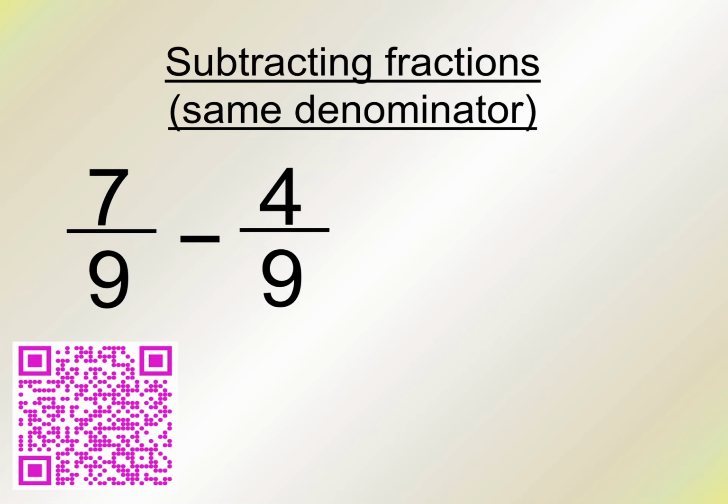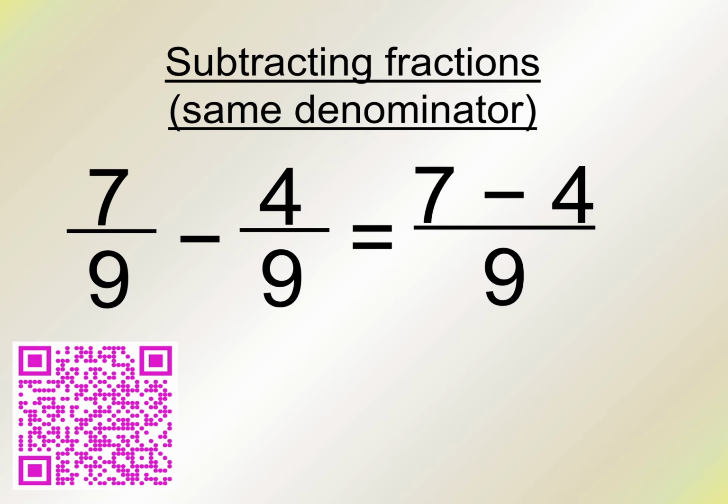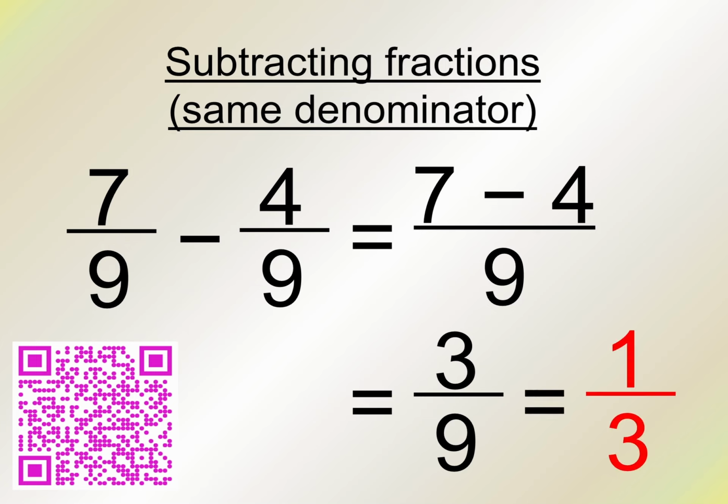The same with subtracting fractions when they have the same denominator. So in this case, they're both out of 9. So we simply subtract the numerators. 7 take away 4 gets you 3. So 3 out of 9. Now that can simplify because 3 can go into both 3 and 9. So it simplifies to be a third.